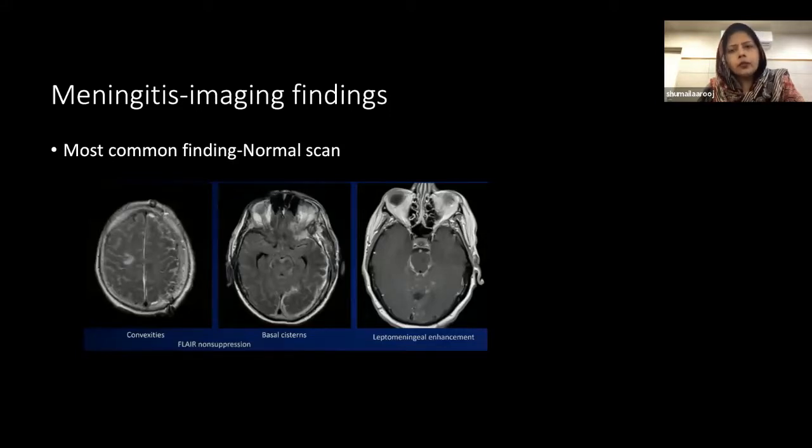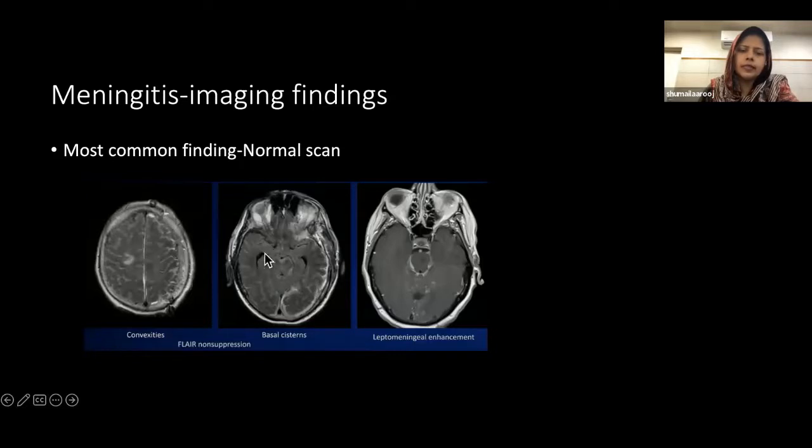But the importance of performing an MRI is that you have to look at the complications. For example, in this case, we can appreciate that there is enhancement along the leptomeninges of cerebral convexities. We can see that there is enhancement along the basal cisterns, and then there is some more leptomeningeal enhancement along the occipital lobes as well as the basal meningeal enhancement. So this kind of enhancement is not a normal finding.